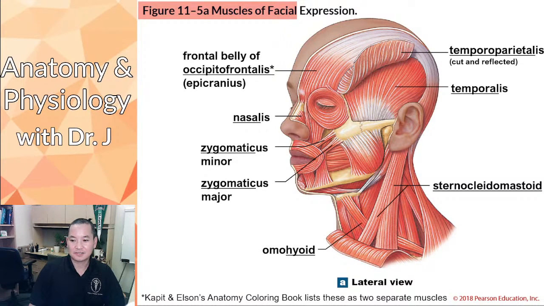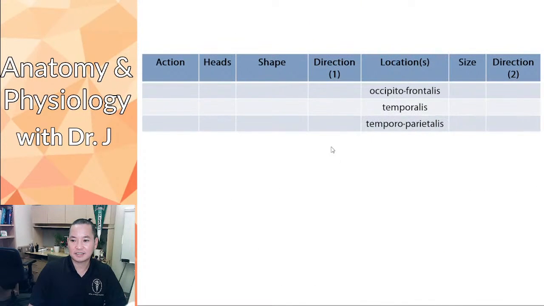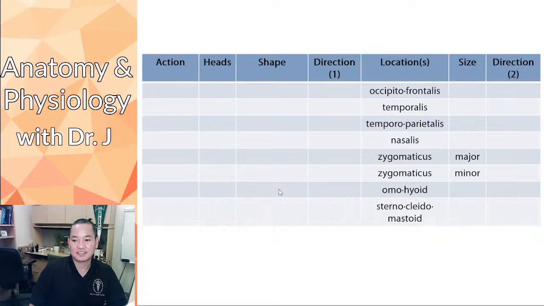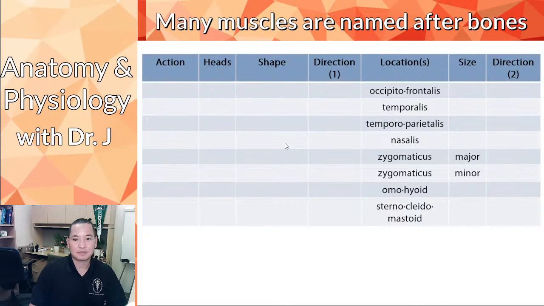And then omohyoid. Omo is an unusual root word. It refers to the shoulder, and it's referring to this hyoid bone, and notice that it's wrapping toward the shoulder. Sometimes you have to add additional root words to your vocabulary, but if you already have your bones down solid, that's going to help you with a lot of the muscles that borrow their name from the bones. So here we have occipitofrontalis, temporalis, temporoparietalis, the nasalis, the zygomaticus major and minor, the omohyoid, and the sternocleidomastoid. Many of these muscles are named after bones. This is why I expect everyone to know all 206 bones, because it pays off, especially with muscular anatomy.